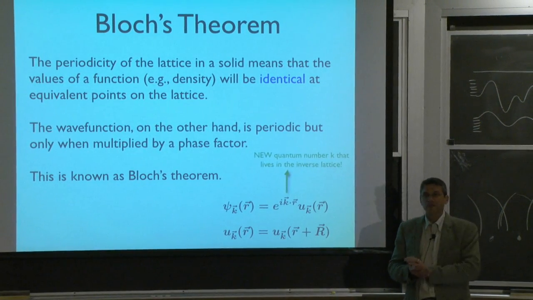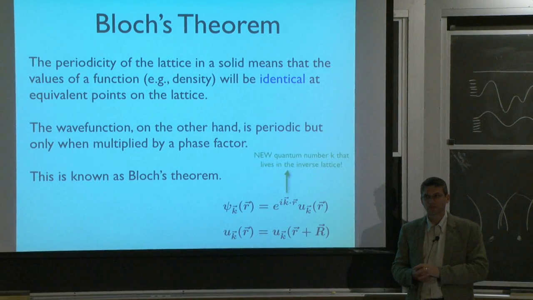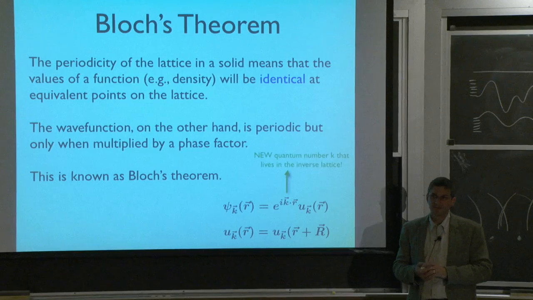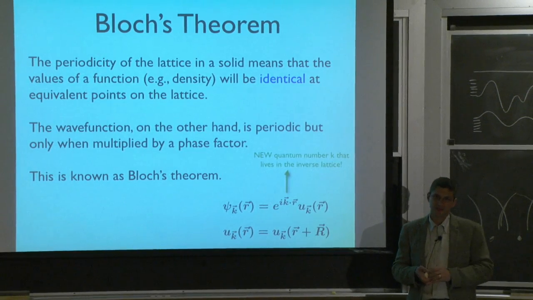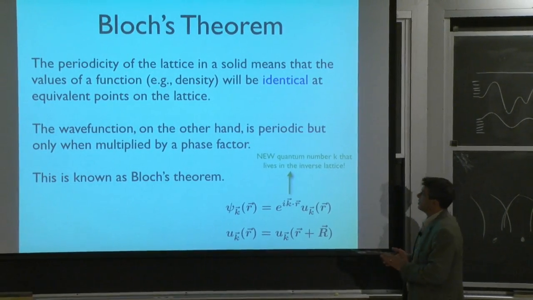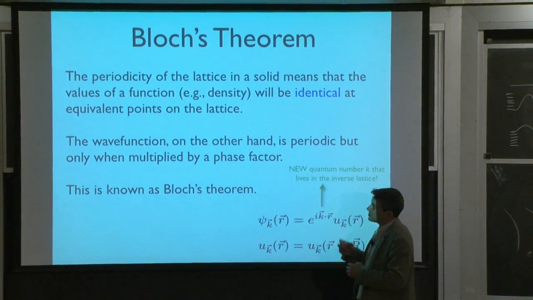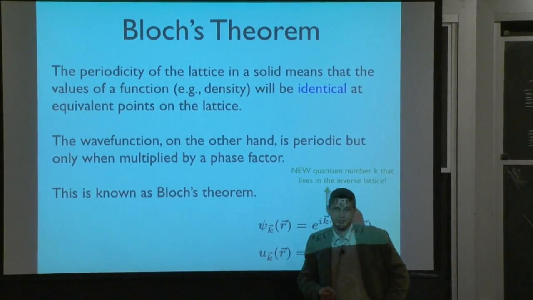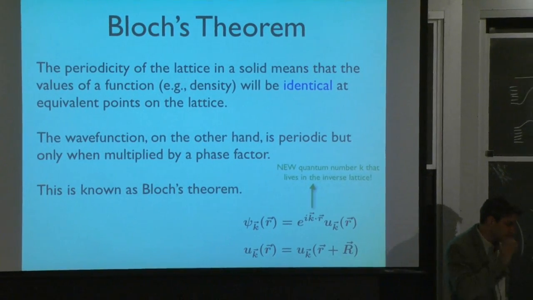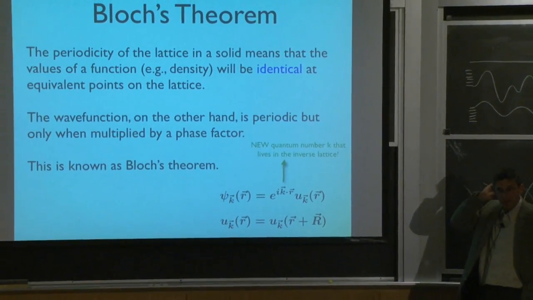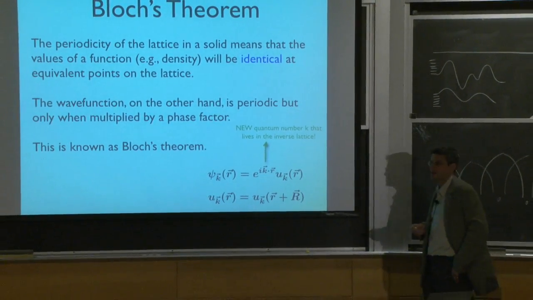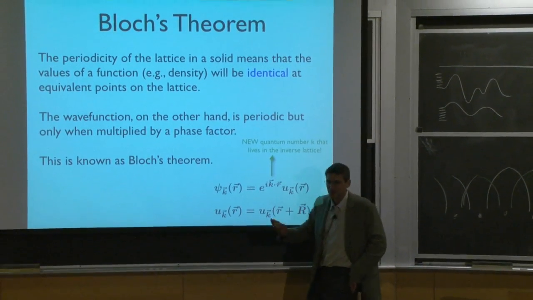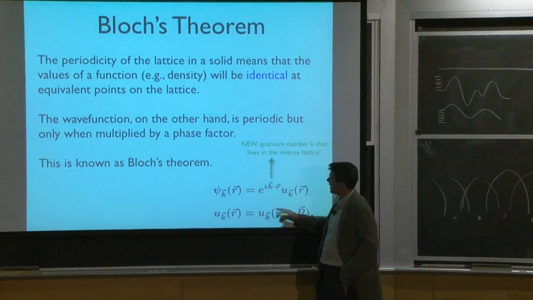Here's the kicker, though. The wave function is not the same, okay? And that's really the key. The wave function is not the same. It's almost the same, but it's not, okay? It's periodic. The wave function is periodic, but only when it's multiplied by a phase factor. And that is Bloch's theorem, and there are 3 or 4 different ways that it can be derived. I will post them onto the Stellar website. They're not something you'll need to know for quiz or homework, okay? But that is Bloch's theorem.